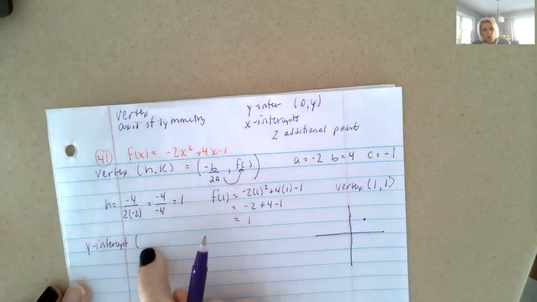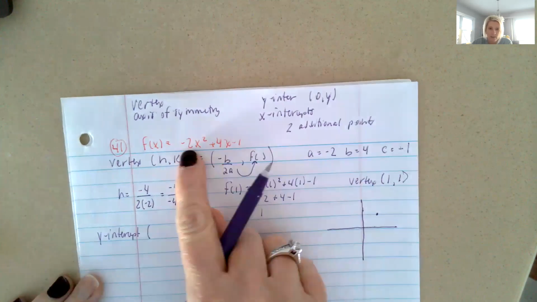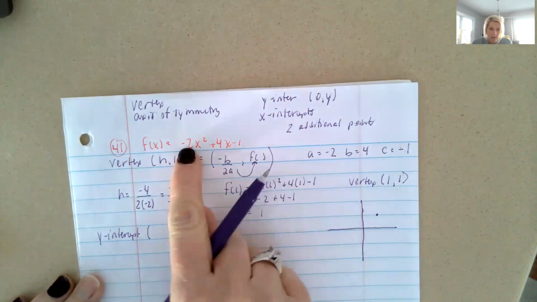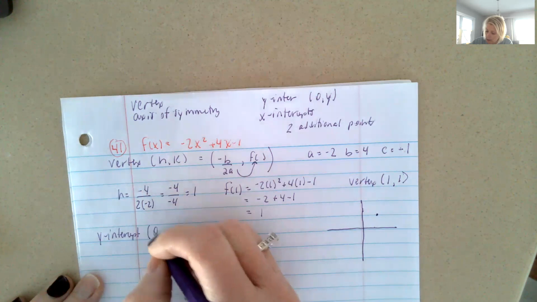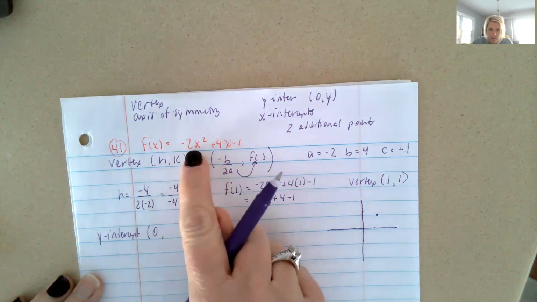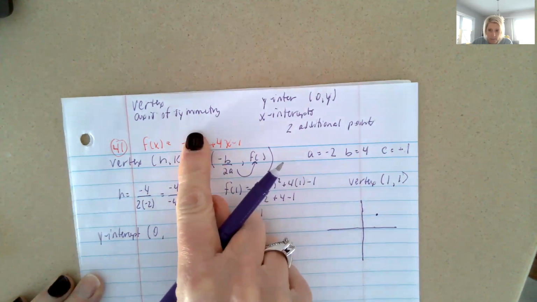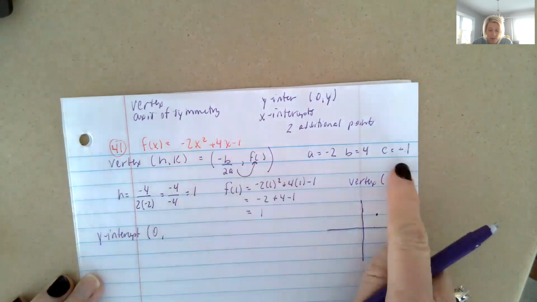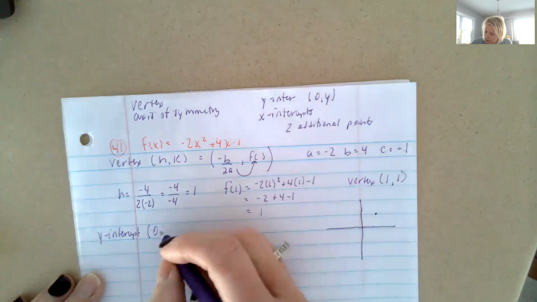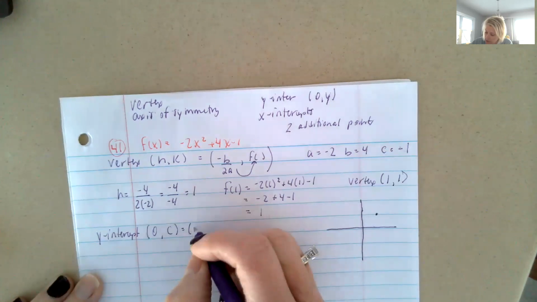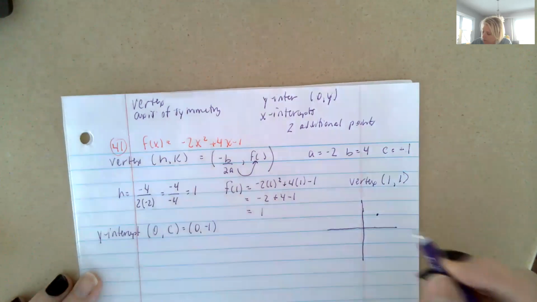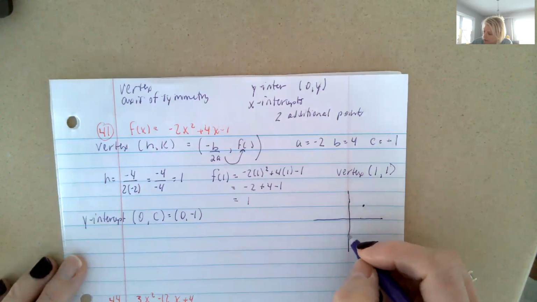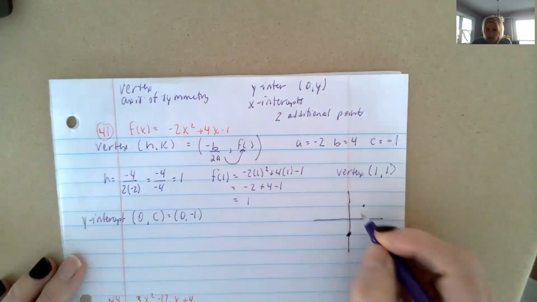The y-intercept is cool because if it's in this form, when you put 0 in for x, 0 makes the first term go away, and 0 also makes the second term go away. So it's always just c. So in our case, it's (0, negative 1). So there's where we're crossing the y-axis.